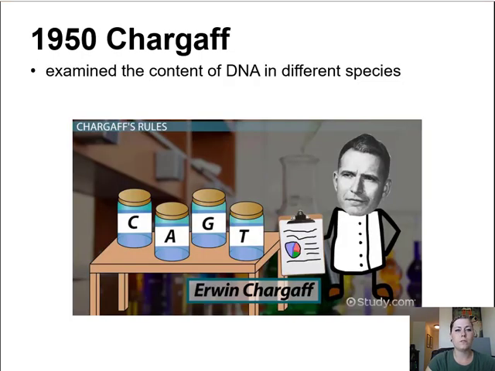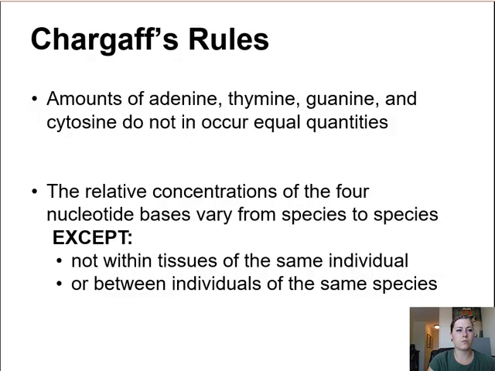Now, in 1950, a guy named Erwin Chargaff took a look at the content of DNA in several different species of animals, and he was able to draw some overarching conclusions from them. These conclusions became known as Chargaff's rules. So the first rule we're going to look at is that the amount of adenine, thymine, guanine, and cytosine do not always occur in equal quantities.